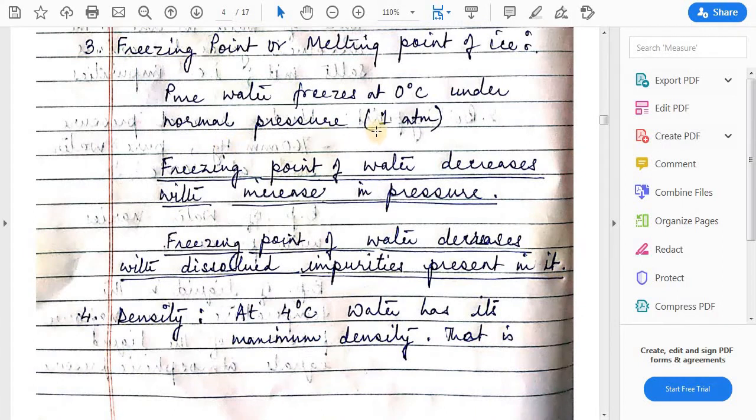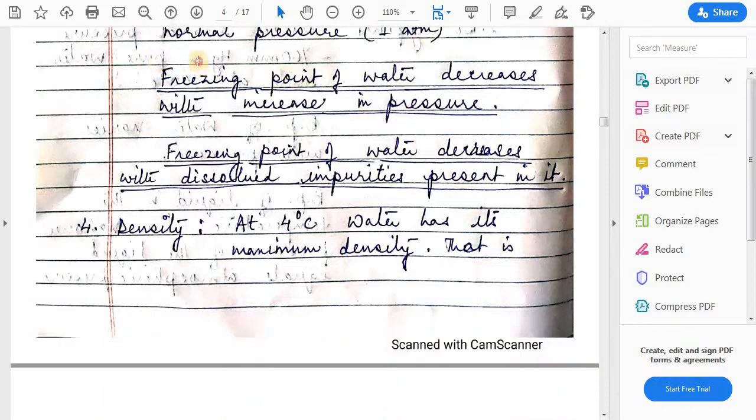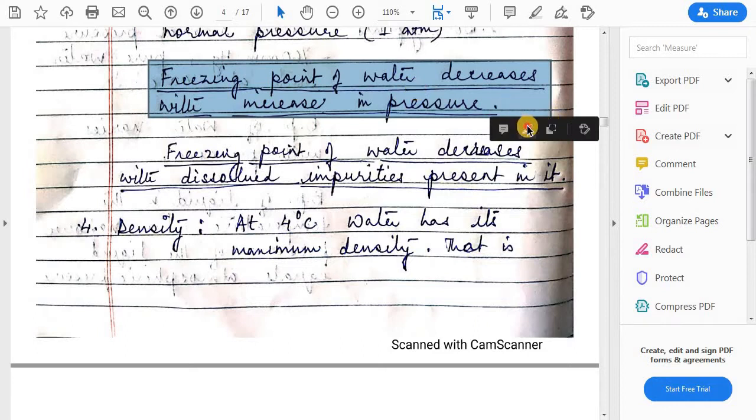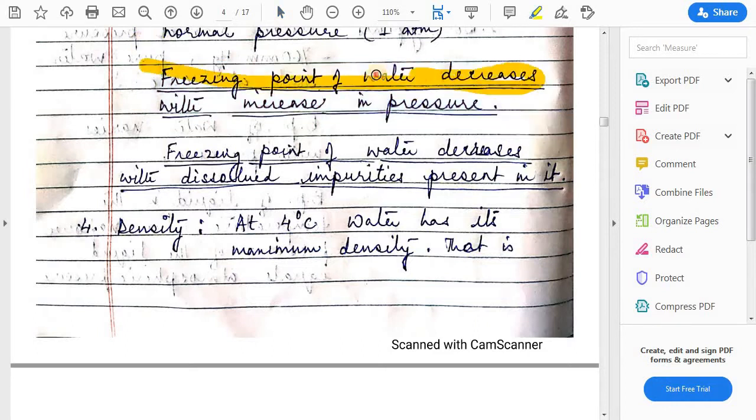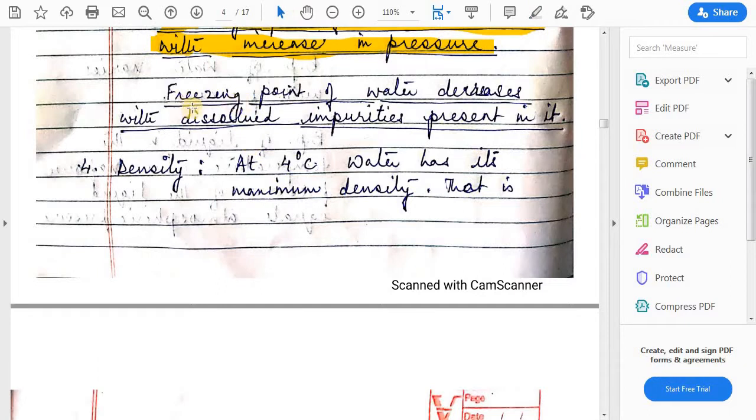Next, the freezing point or melting point of ice. Pure water freezes at 0 degrees Celsius under normal pressure, that is, 1 atmosphere. The freezing point of water decreases with increase in pressure. Again, remember this. The freezing point of water decreases with dissolved impurities in it. These two are very important points.